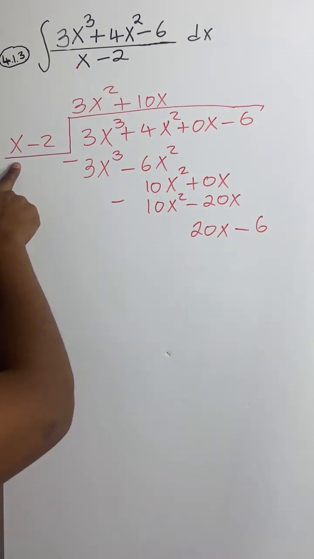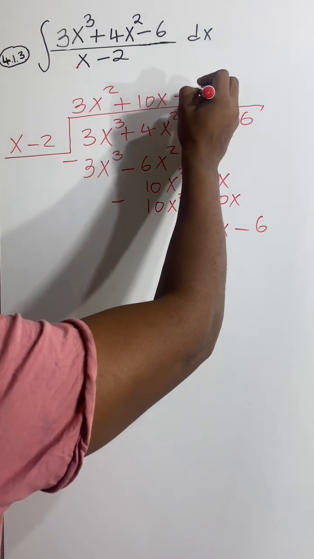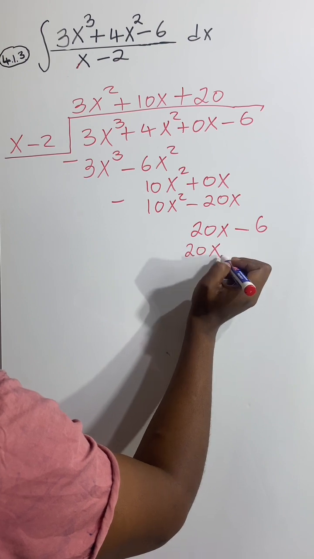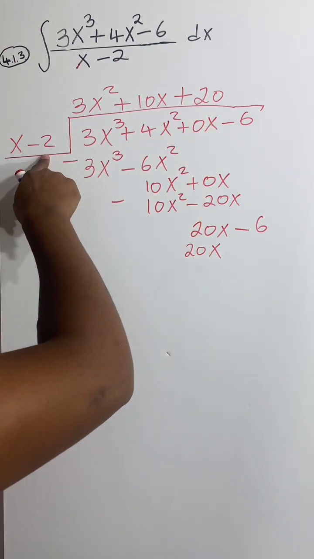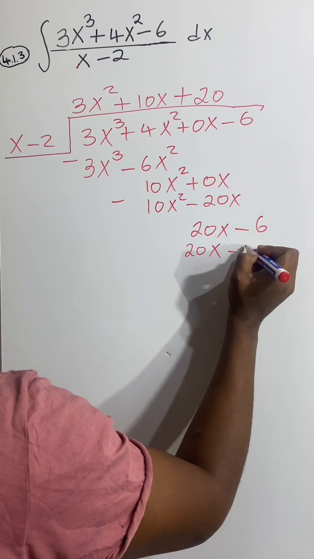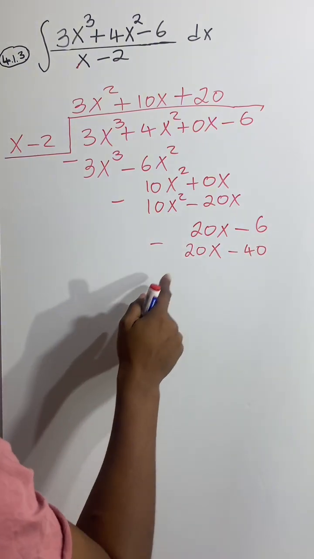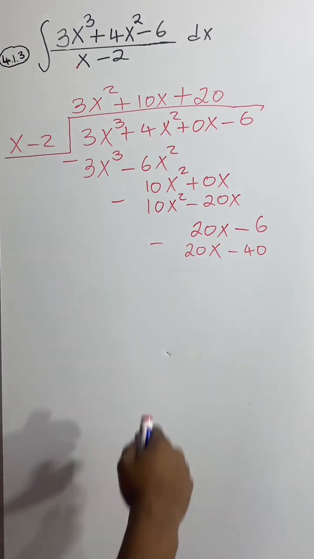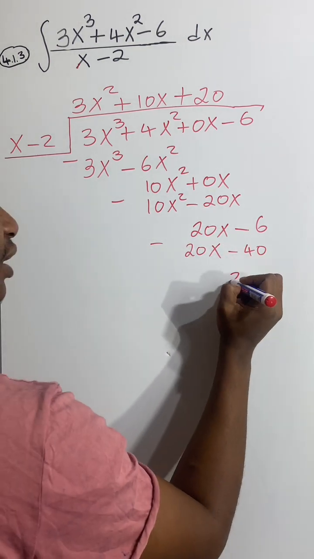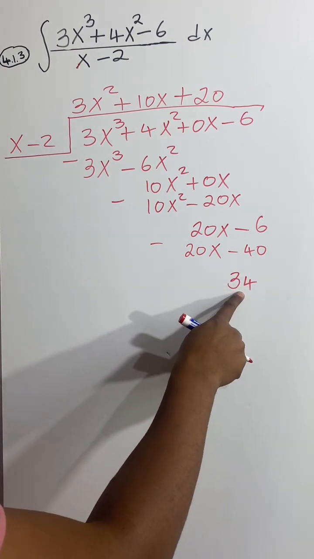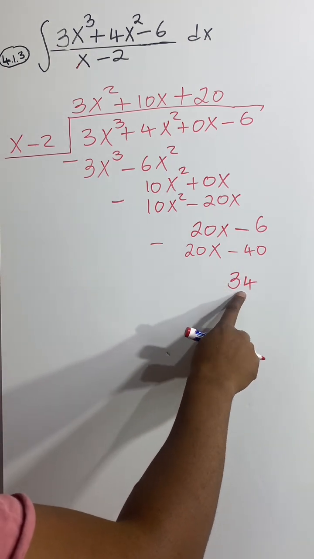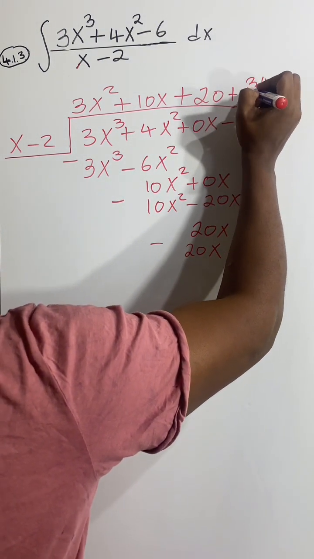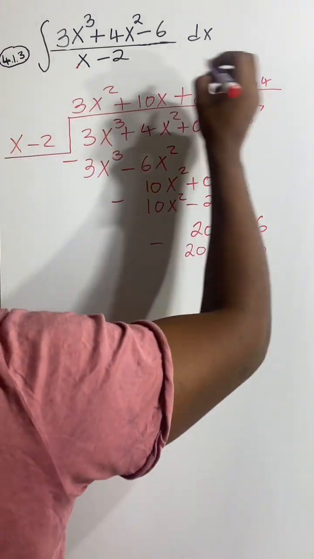20x divided by x is equal to 20. 20 multiplied by x is equal to 20x. And 20 multiplied by negative 2 is equal to negative 40. 20x minus 20x is equal to 0. Negative 6 minus negative 40 is equal to 34. Since we don't have any x pairing with this 34, we just write this as 34 divided by our denominator, which is x minus 2.